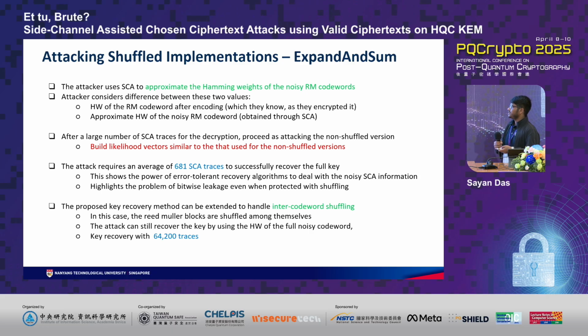This shows the power of error-tolerant recovery algorithms to deal with noisy SCA information, and it highlights the problem of bitwise leakage even when protected with shuffling. The proposed key recovery method can be extended to handle inter-codeword shuffling as well. In this case, the Reed-Muller blocks are shuffled among themselves. The attack can still recover the key by using the Hamming weight of the full noisy codeword, and we achieve key recovery with around 64,000 traces.